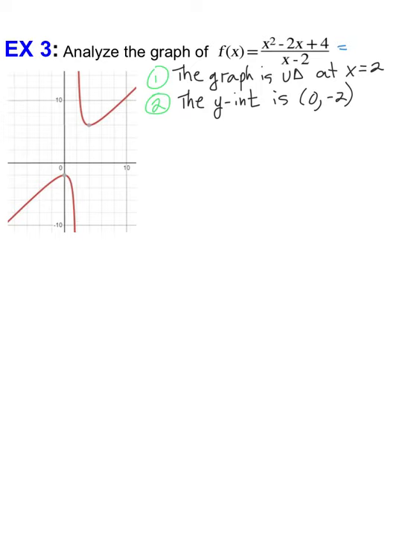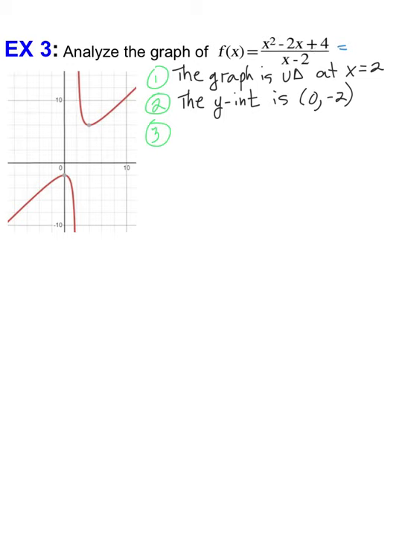Then the third thing that we're going to look at is setting the numerator equal to 0. In order to find the x-intercepts, the only thing, if you'll recall, that will create this fraction to be 0 is if the numerator is 0. So I have to take this and set it equal to 0.